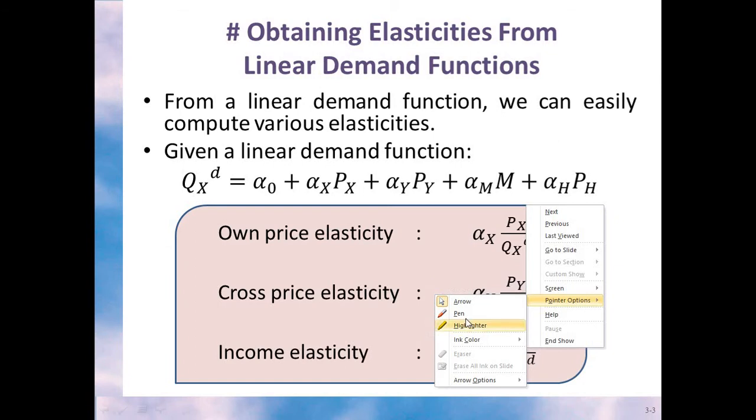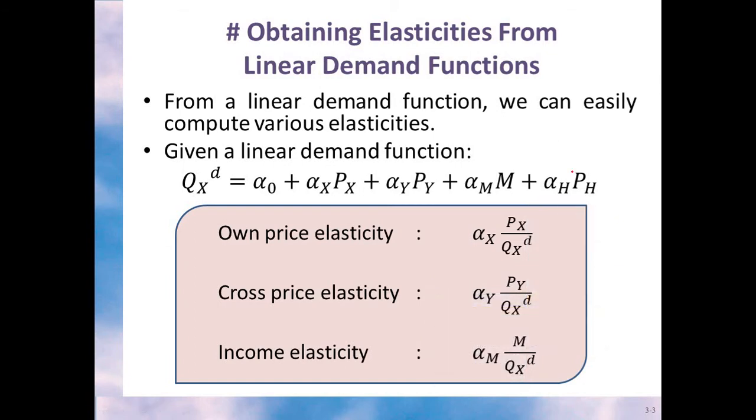Let me take out my pen first. So this is the formula. We have own price, cross price, and income elasticity, all derived from these linear demand functions. If you look at this formula, the own price elasticity is alpha x multiplied by Px over Qx. Px is the price of x and Qx is the quantity.